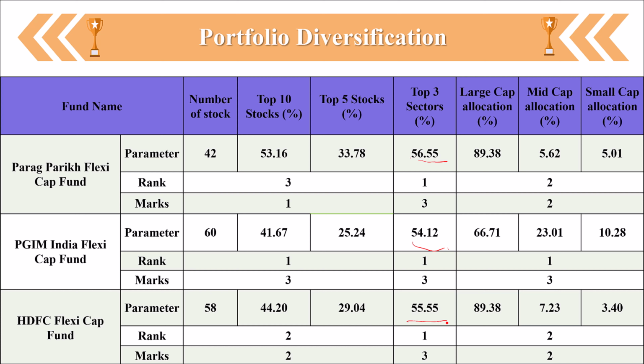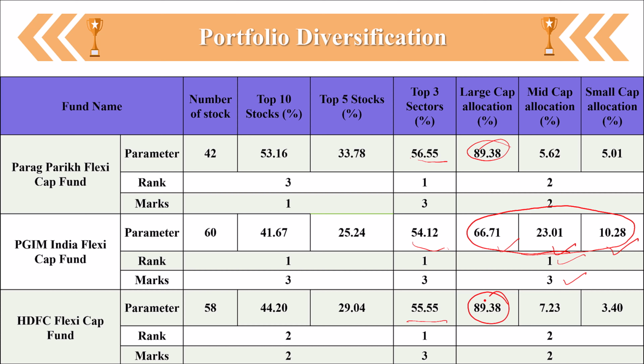Next is the allocation in the large cap, mid cap, and small cap categories. If you look at the PGIM Flexi Cap Mutual Fund, it looks much more diversified because they have allocation in the large cap, the mid cap, and the small cap. That's why they have been ranked 1 and allocated marks 3. If you look at the allocation structure of Parag Parikh and SDFC Flexi Cap, it looks more or less the same because they have maximum exposure in the large cap category, and little exposure in the mid cap and small cap part. That's why they have been ranked 2 and allocated 2 marks.